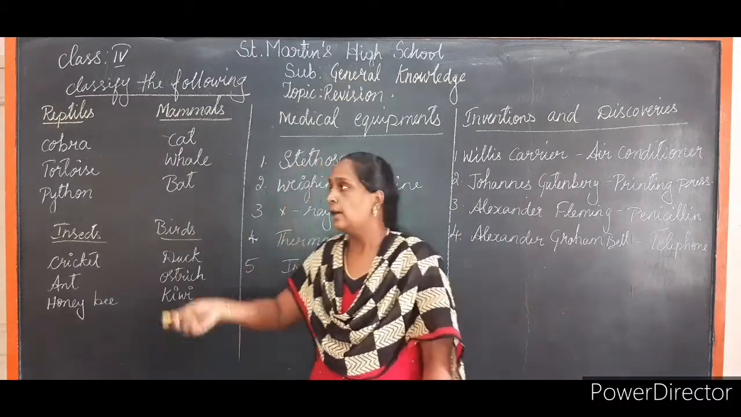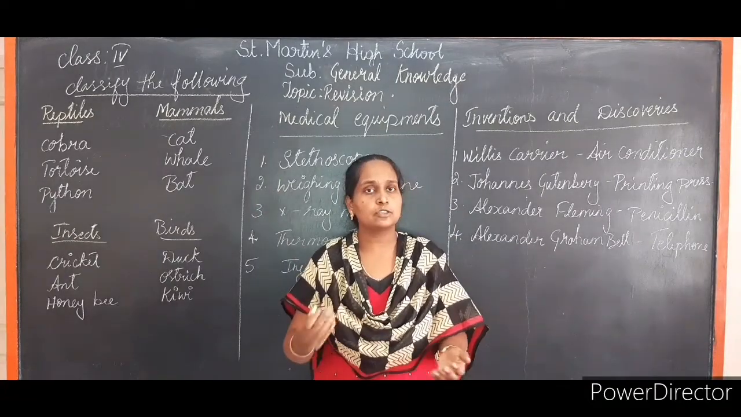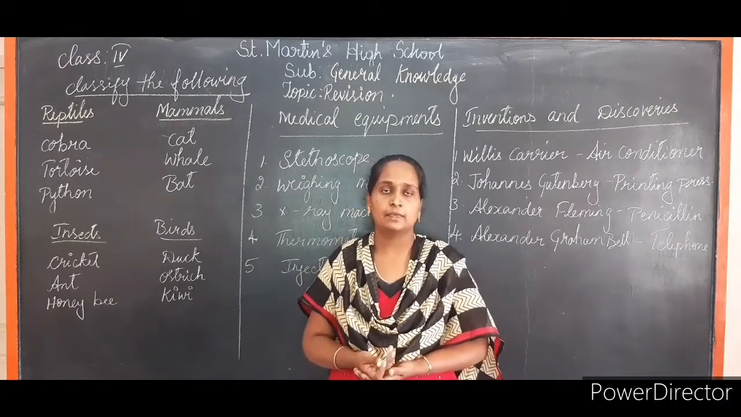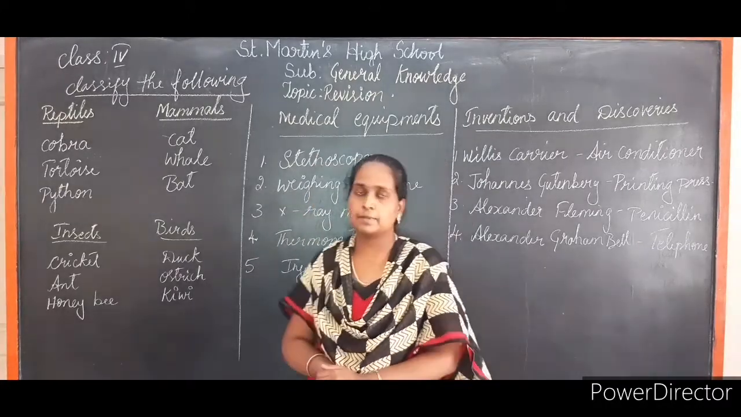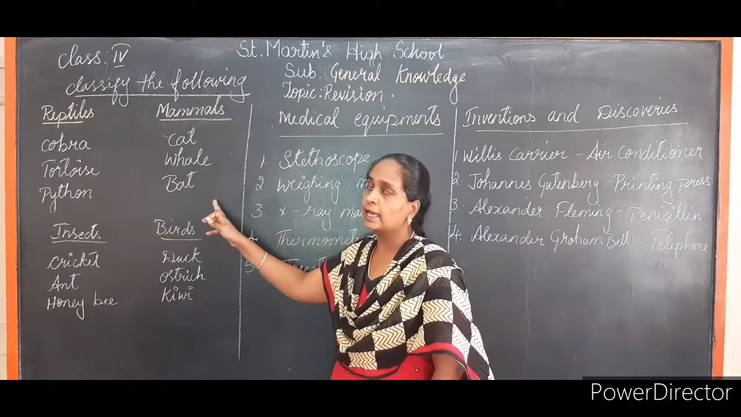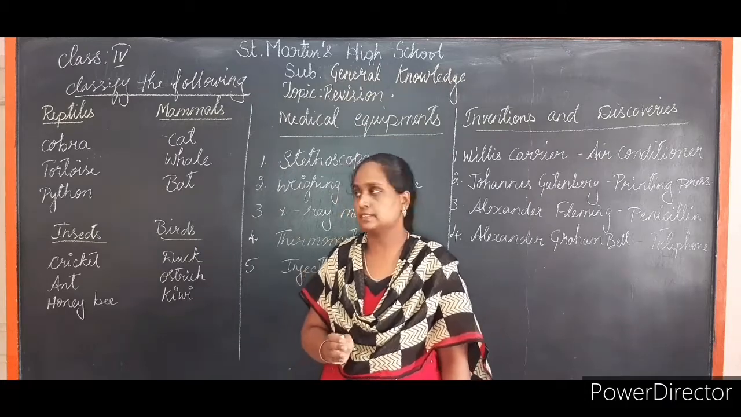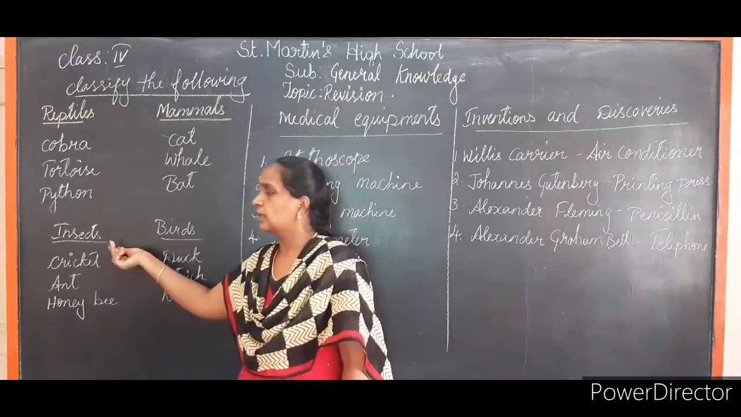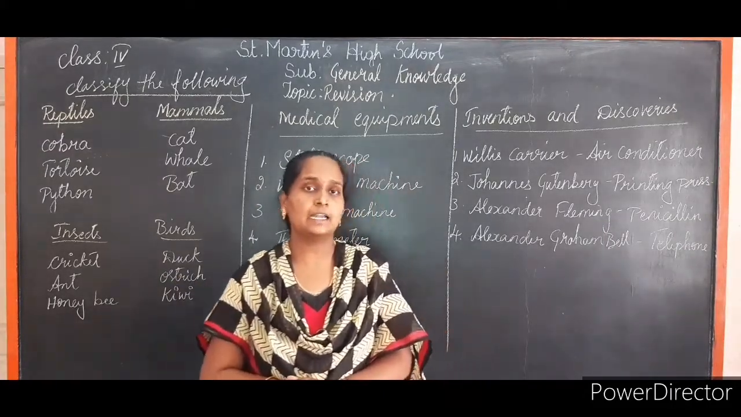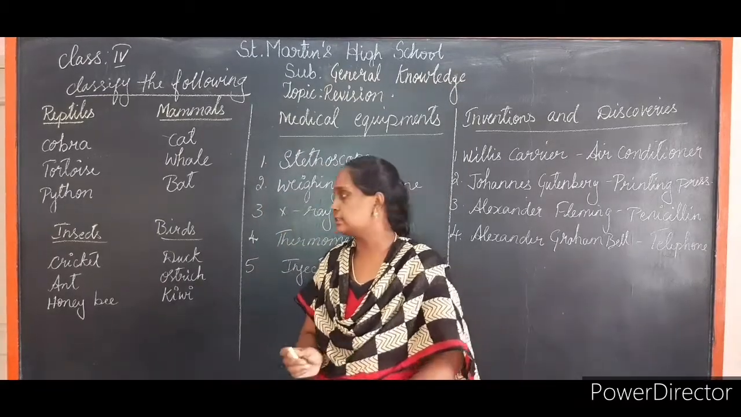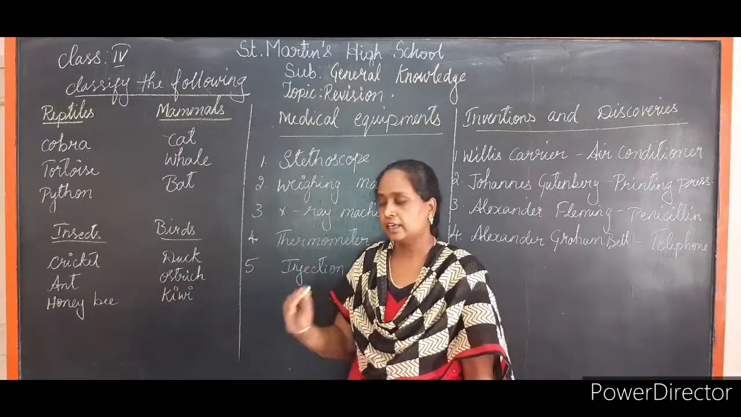And second is the mammal. Mammals are those which give birth to young ones and also feed the baby. The examples for the mammals are the cat, whale, and bat. They give birth to the young one and feed their babies. And then insects. Usually insects have 6 to 8 legs and also they have wings. Cricket and honeybee are examples for the insects.